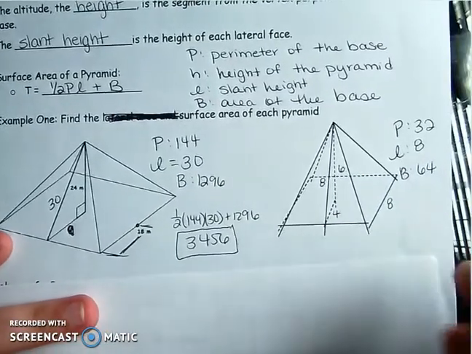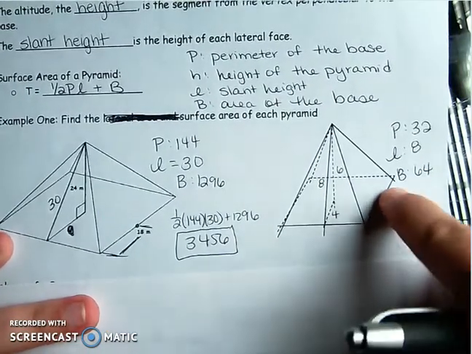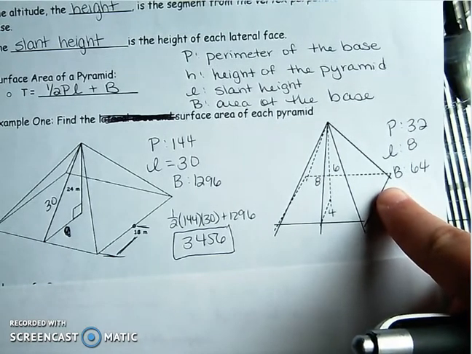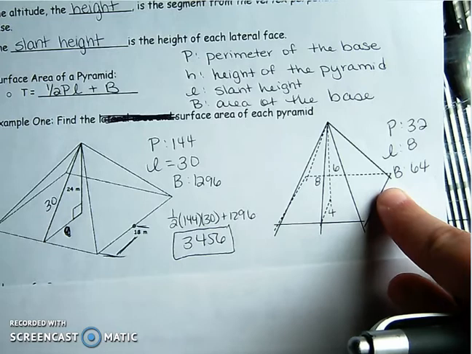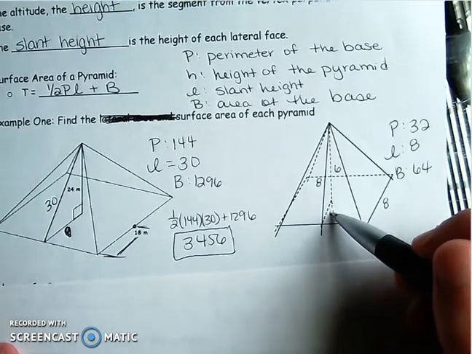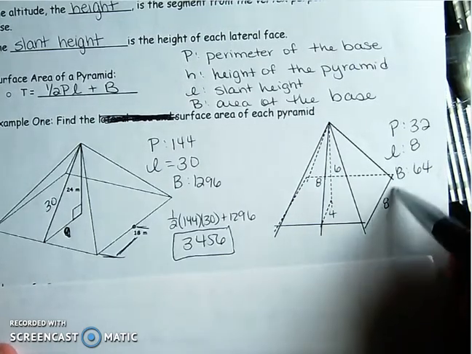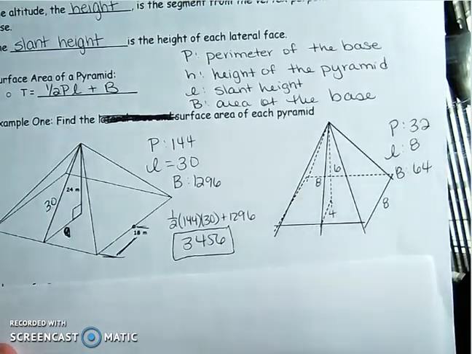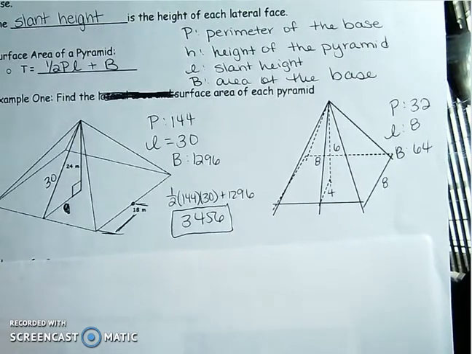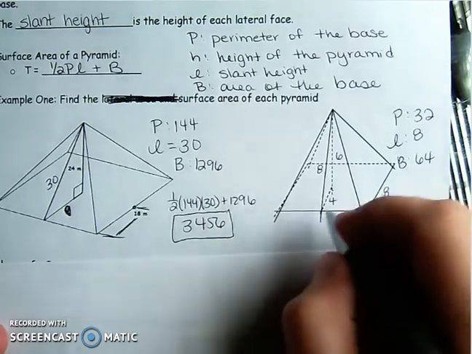On this picture, you are not given this number over here. You're given that piece right there, an 8, a 6, and a 4, which is everything you need from your triangle if you were to solve it. But what you need to remember is that this is the center. So if this is 4, the whole side is 8. So that makes the perimeter of the base 32, because 8, 8, 8, and 8. The slant height is 8, that is given for you. And then the area of the base is 64 from 8 times 8.